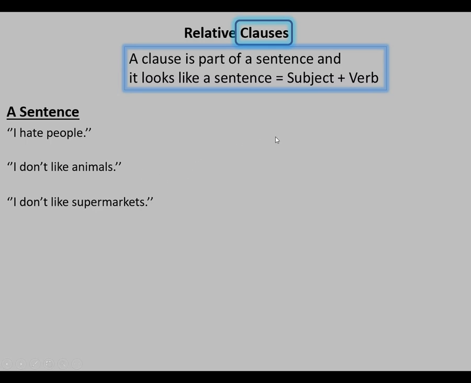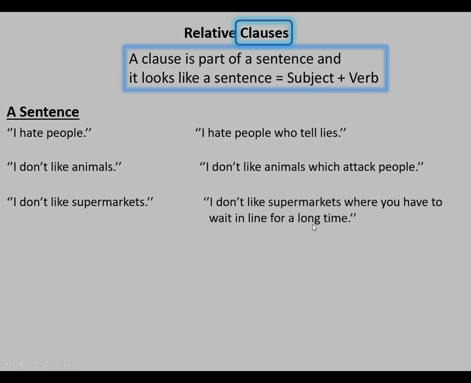Now look at this. I hate people who tell lies. I don't like animals which attack people. I don't like supermarkets where you have to wait in line for a long time. So what is the difference between this sentence and this sentence?